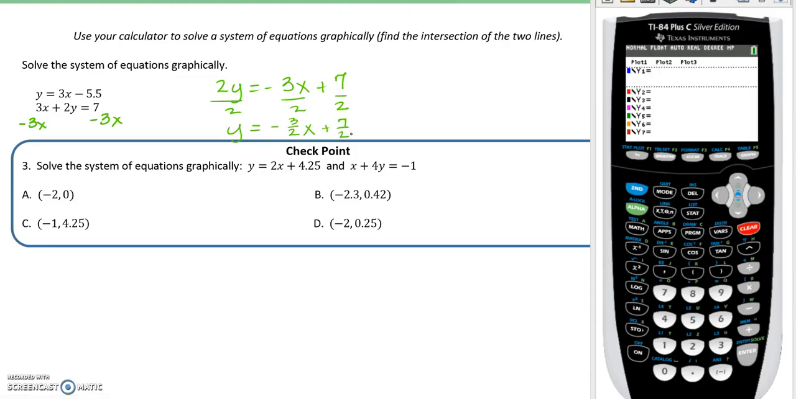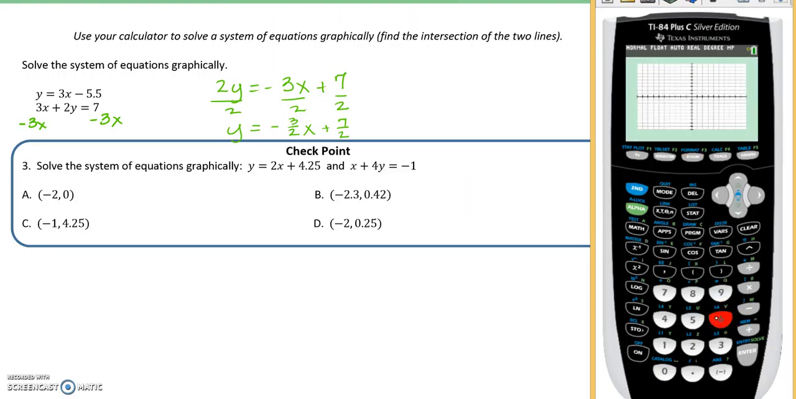So let's go ahead and type these in. My first one is y equals 3x minus 5.5. And my next one is y equals, I'm going to go ahead and turn this into a decimal. I know that's a negative 1.5x plus, and 7 halves is 3.5. Once again, if you want to put them in using your fraction key, that works great. Let's do a zoom 6 to get a good window. There's my first.